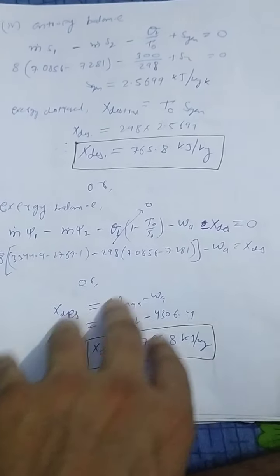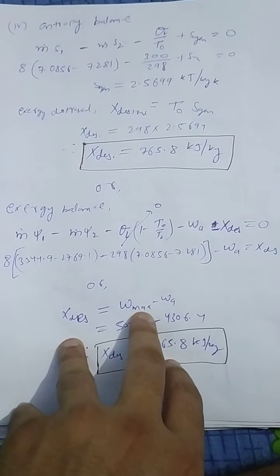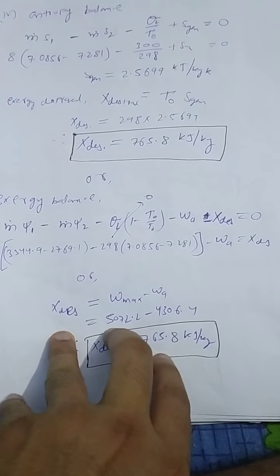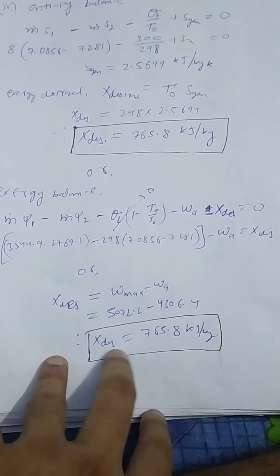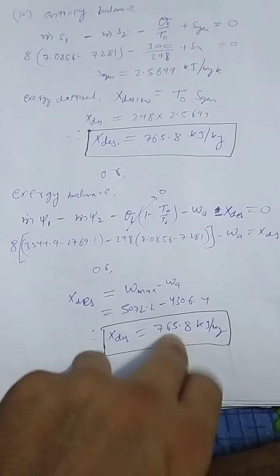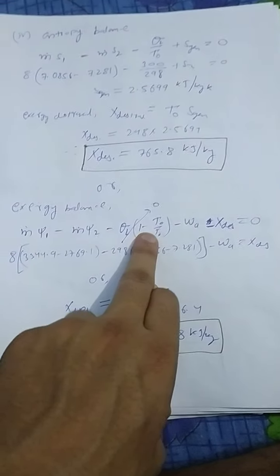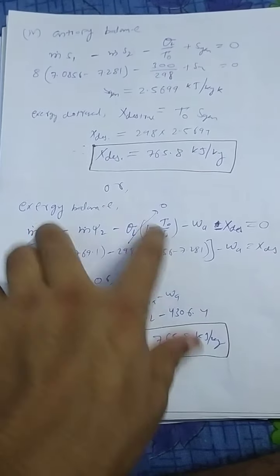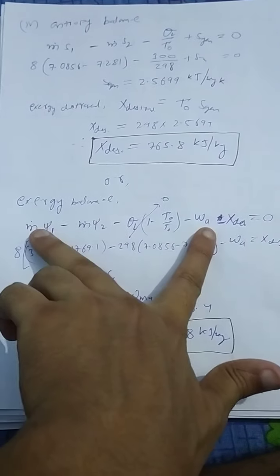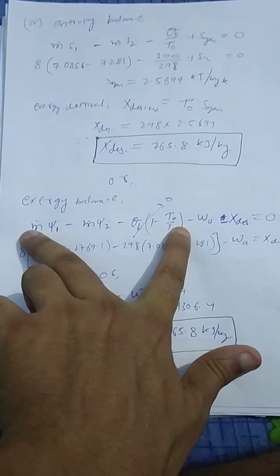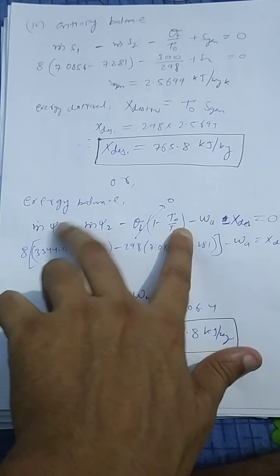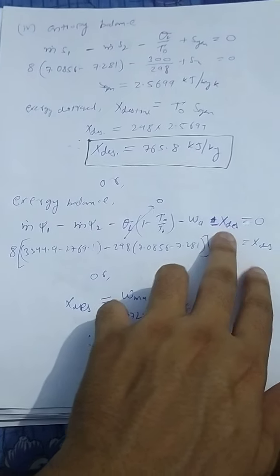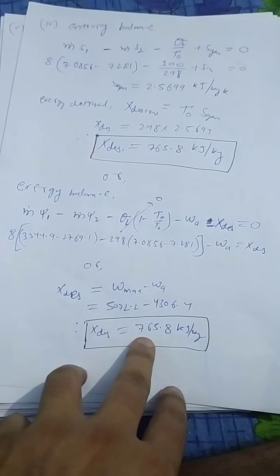We can also find this simply by subtracting the actual power output from the maximum power output. W max and WA are given; just putting in the values, we get this. Here I've shown it by doing the exergy balance also, and this whole term from here to here is actually W max, and this is WA. Putting the values, we get the exergy destroyed here.